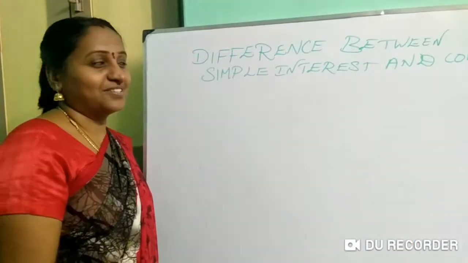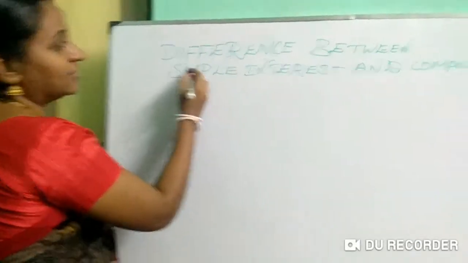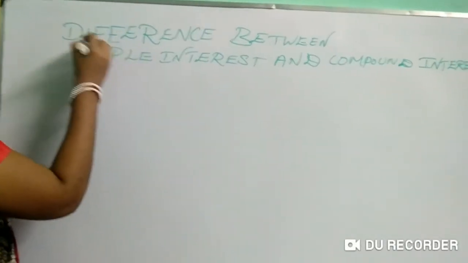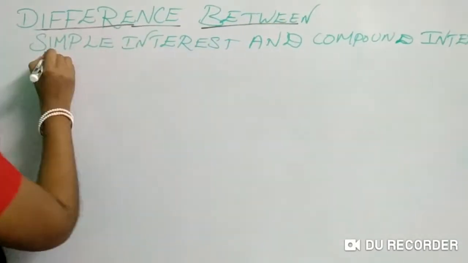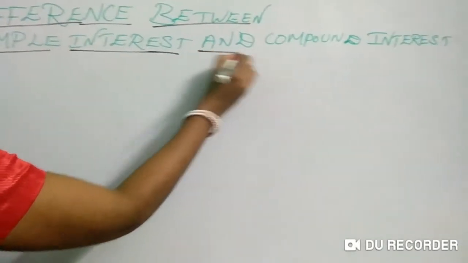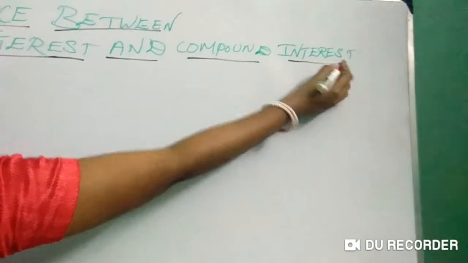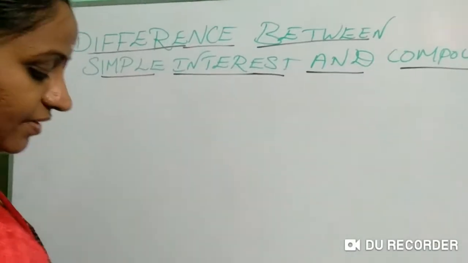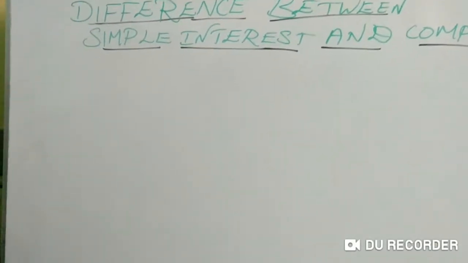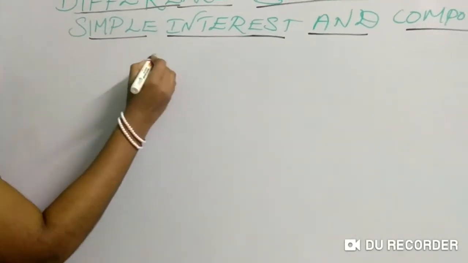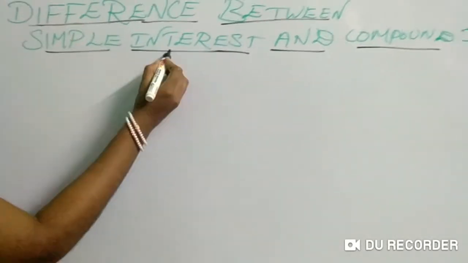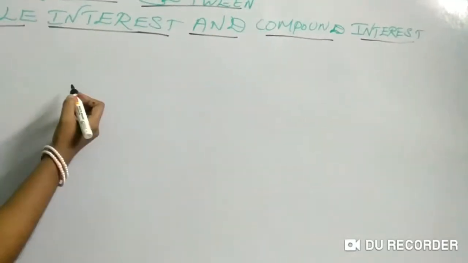Hello students, today we are going to see the topic difference between simple interest and compound interest. See, there are two types of interest, that is, one is simple interest and the second one is compound interest.